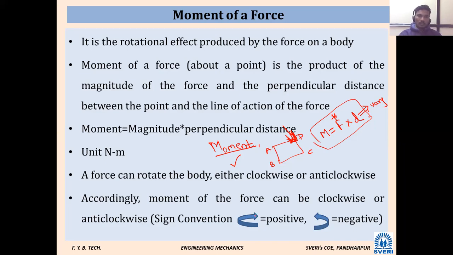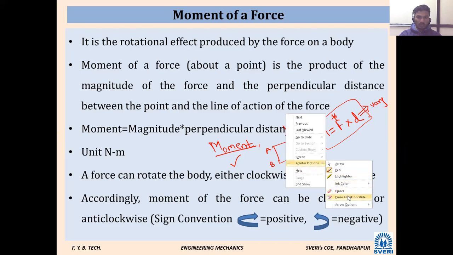Okay. We have seen moment is nothing but rotational effect produced by the force. Then here it is told in detail: moment of a force about a point is the product of the magnitude of the force and the perpendicular distance between the point and the line of action of the force. That we will see how it is.